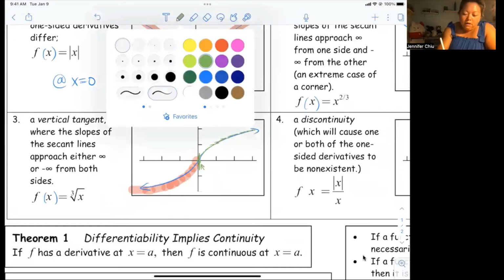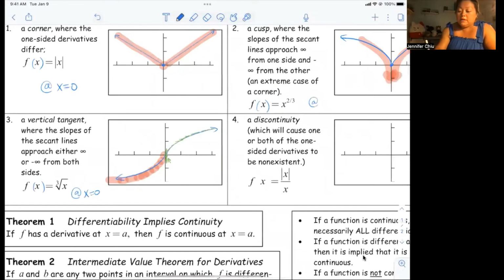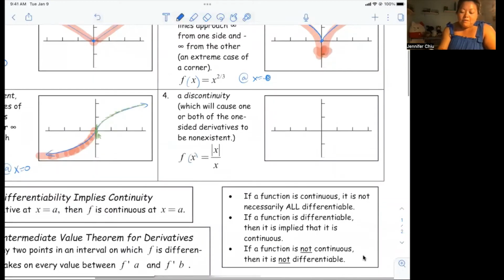And same thing. All of these have a problem at x equals 0. Nowhere else does it have a problem. It's only at x equals 0. So same thing here. This is a very famous, very widely used function. At x equals 0, what is the problem? Well, if you plug into your t-table, you will see.